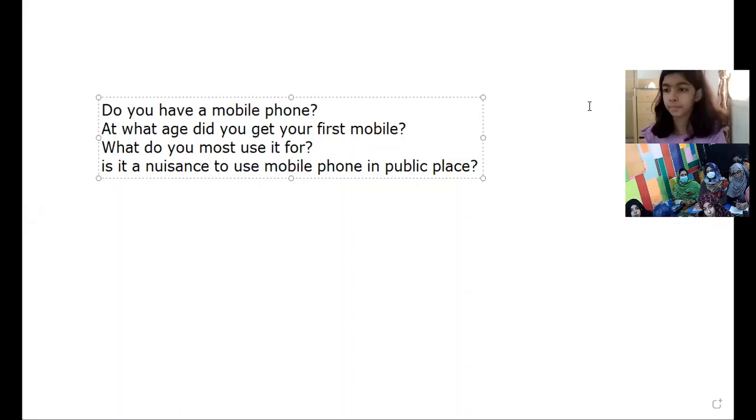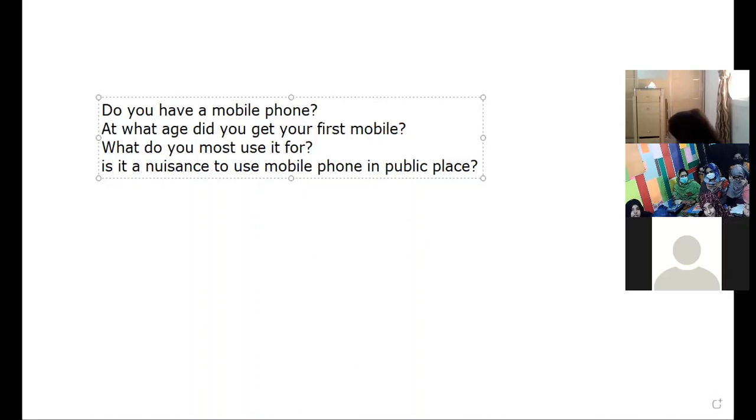What do you most use it for? I mostly use it for news as in my work, and I love it. Earlier, I mostly used my mobile phone for my studies, and it is very helpful for me. Is it a nuisance to use mobile phone in public? Using mobile phone in public places can help people keep in touch with their loved ones, and so on. If you use mobile phone in public places for gaming and listening to music, it should be a nuisance. Okay, thank you very much.